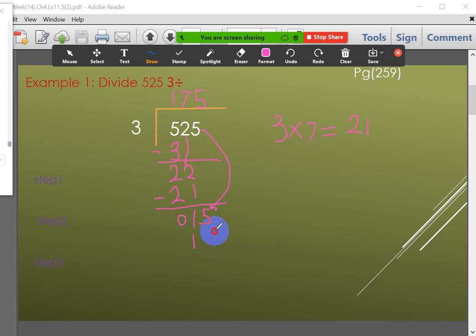Now 5 multiplied by 3 equals 15. So I will put 15 in here. And then I will subtract. 5 minus 5 equals 0. And 1 minus 1 equals 0. So what is the answer for this division? 175. So those are the steps to divide a multi-digit number by a one-digit number.